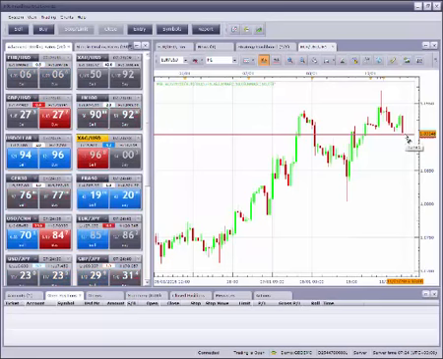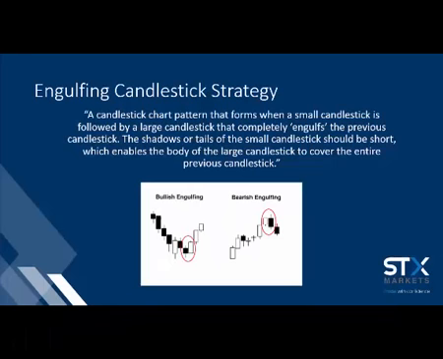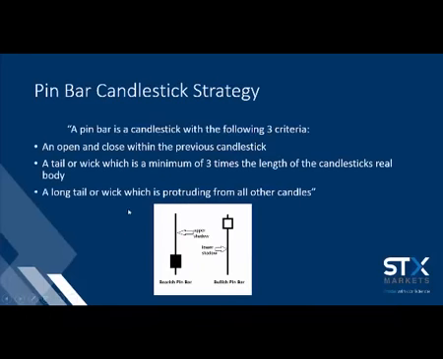Okay, so that's the engulfing candlestick strategy. Now let's look at another strategy. This one is what we call the pin bar strategy, and a pin bar is a candlestick with the following three criteria: an open and close within the previous candlestick, a tail or wick which is a minimum of 3 times the length of the candlestick's real body, and a long tail or wick which is protruding from the other candles.